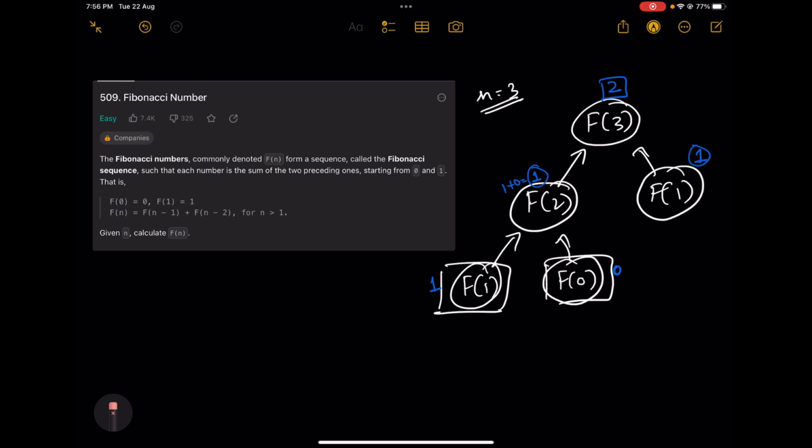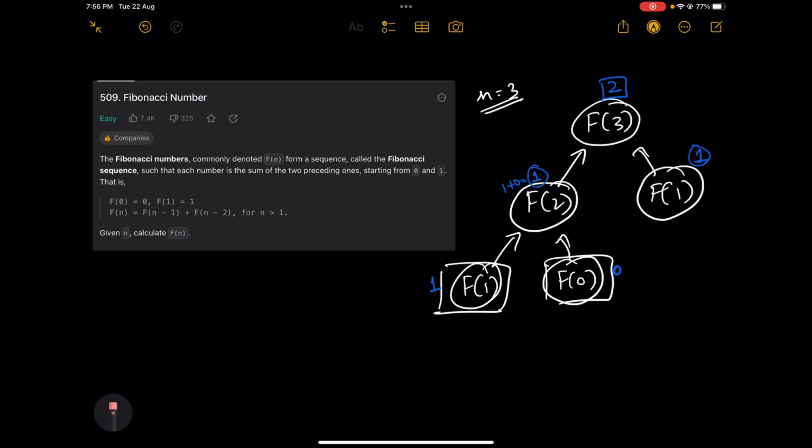Obviously, because if you see f of n, if n is greater than 1, it breaks down into two sub-problems. Here, f of 3 broke down into the sub-problem of finding f of 2 and finding f of 1. F of 2 again broke down into the sub-problem of finding f of 1 and finding f of 0. This is a sub-problem because it's the exact same problem. We're still calculating the Fibonacci number, just for a lower value of n. It's just a smaller input.